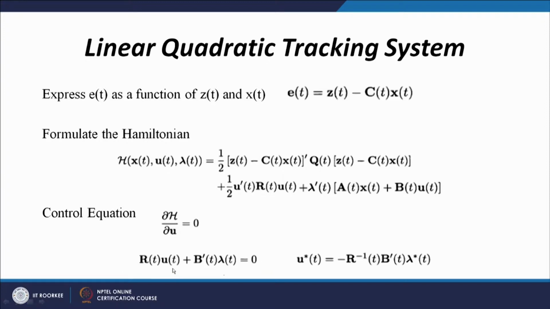My U is minus R inverse B prime lambda. So, nothing but I am writing this equation in terms of the U. So, this is minus R inverse B prime lambda t. The expression for the U is similar to what I have in the LQR problem. So, this is my control equation.